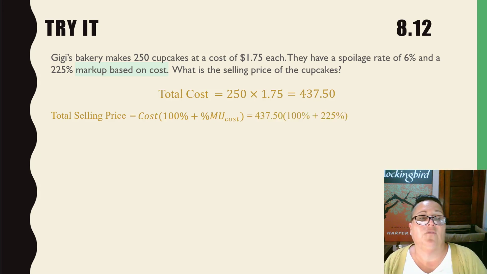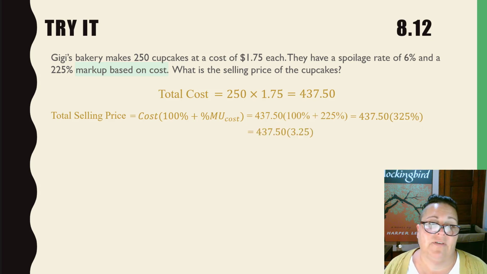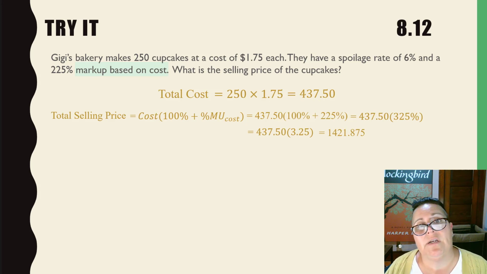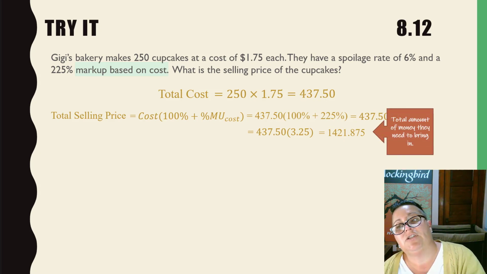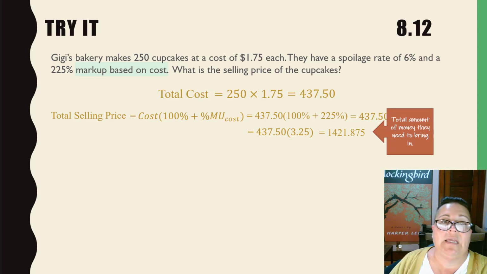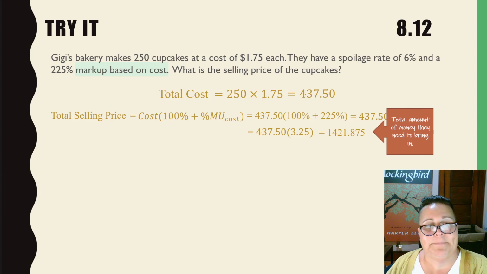This gives us $437.50 times 325%, or $437.50 times 3.25, or $1,421.875, or $1,421.88 if you're going to be rounding. This is the total amount of money that they need to bring in to cover the cost of the cupcakes and any markup. So the problem is that they're going to have a spoilage rate of 6%.